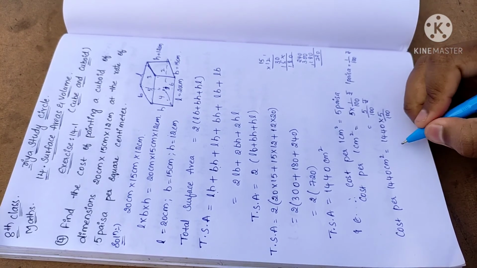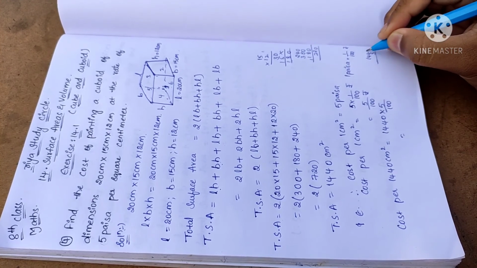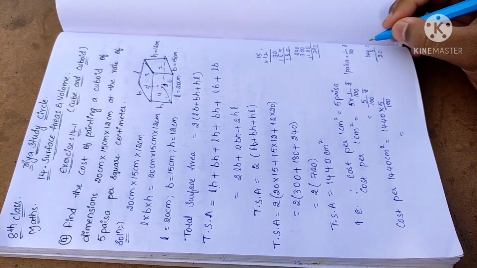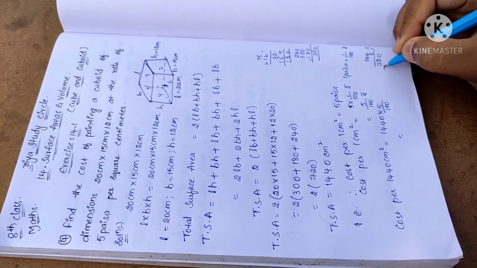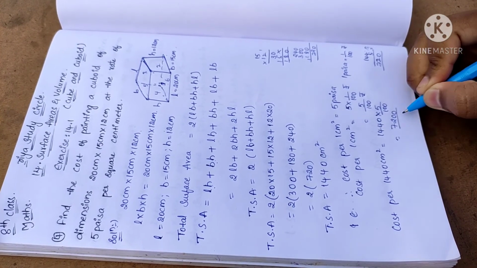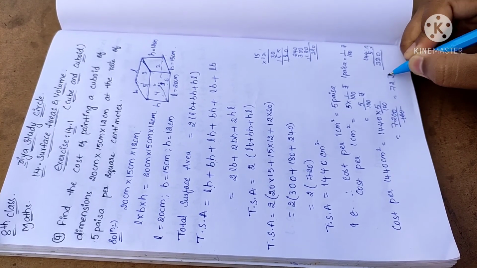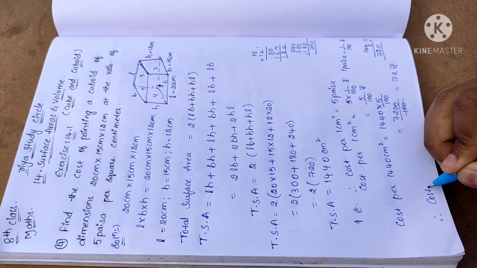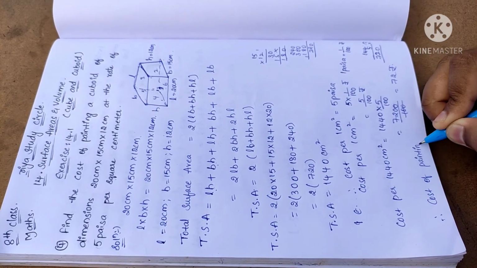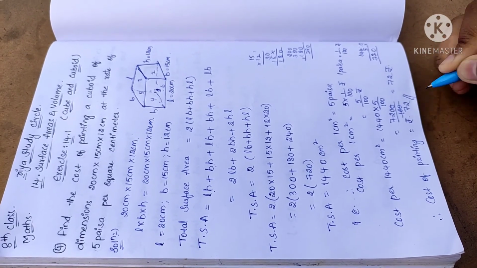The multiplication of 1440 into 5 is 7200, so we get 7200 by 100. We can cancel these two zeros, then we get 72 rupees. Hence the cost of painting 1440 centimeter square is 72 rupees. So this is the solution for this problem.